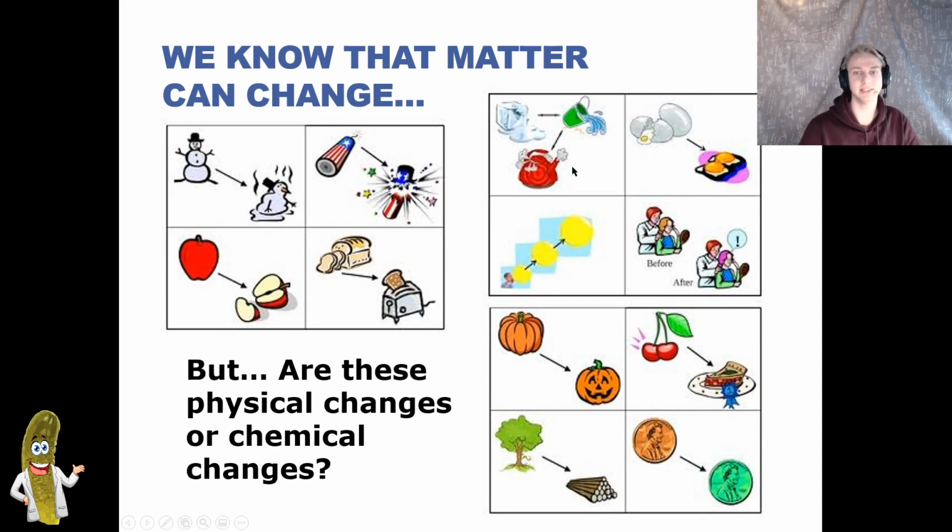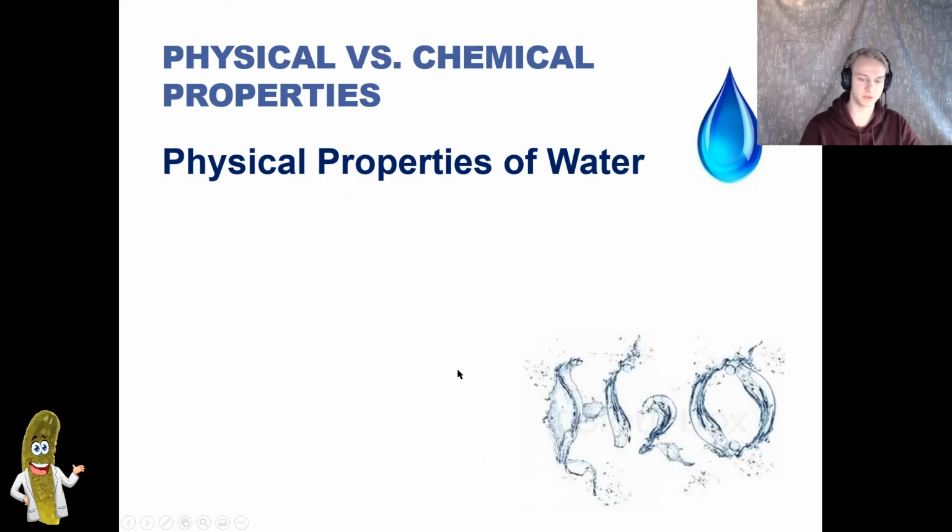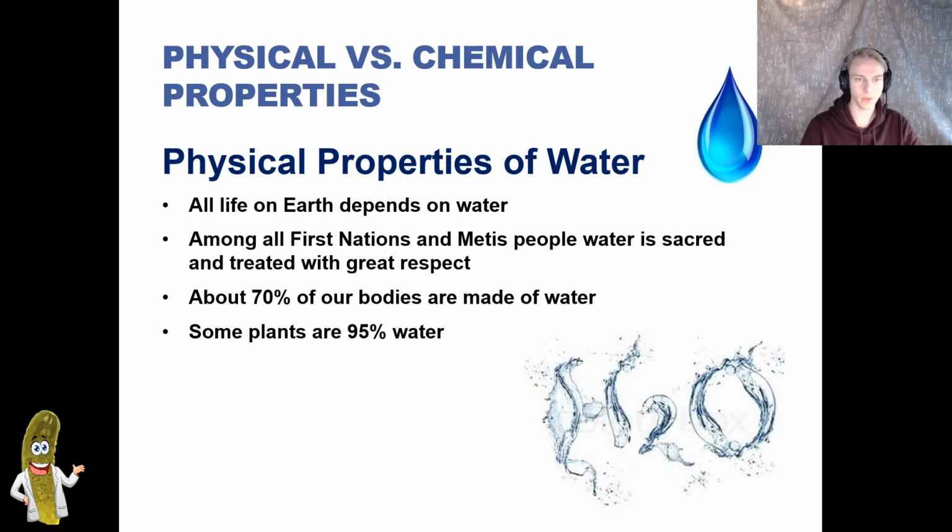So the idea here is we want to know if these changes, all of these little pictures here, are going to be physical or chemical changes. So let's define those first. We're going to talk about physical properties, and then we'll talk about chemical properties, and then we'll define physical and chemical change. So physical properties of water.